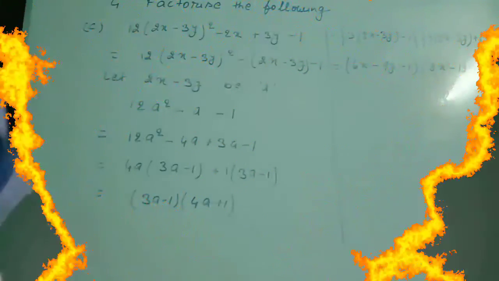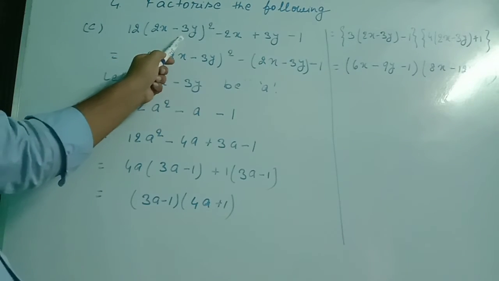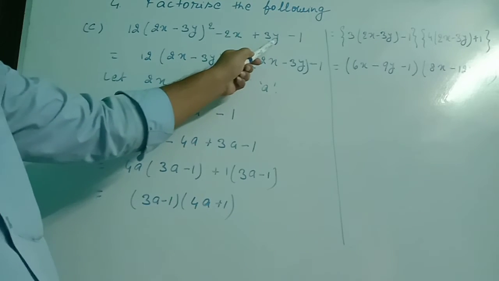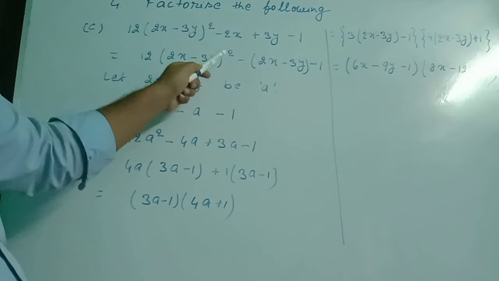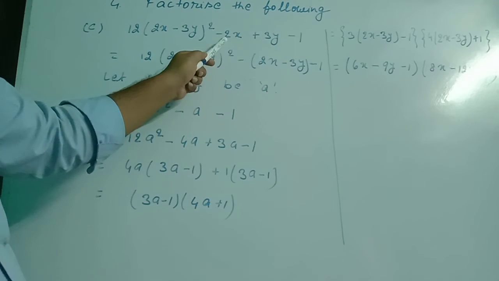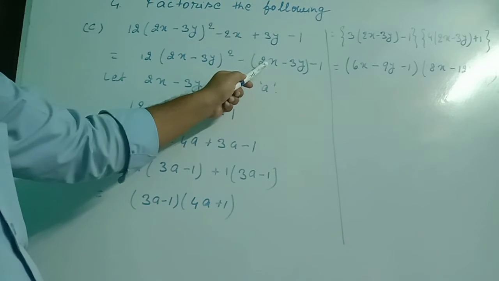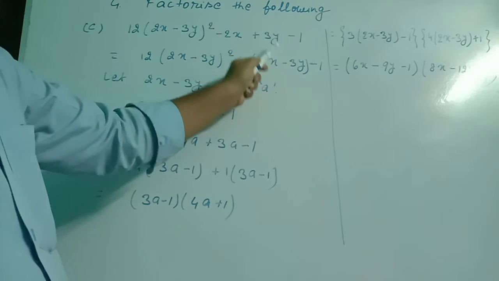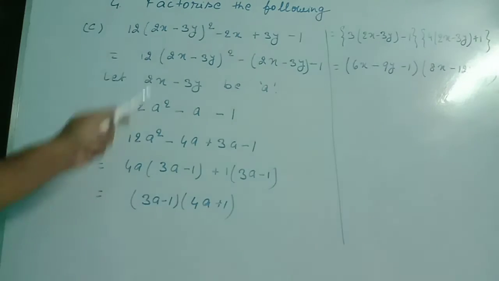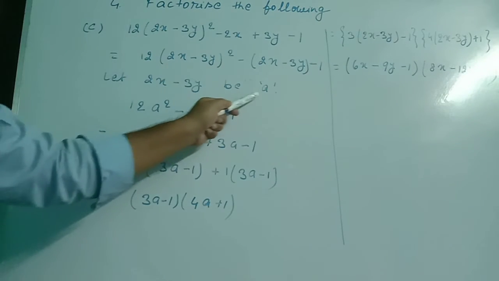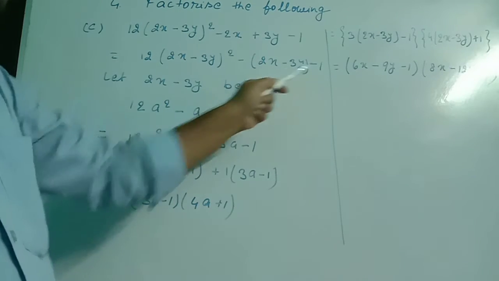In question number 4c, the equation is 12 into 2x minus 3y whole square minus 2x plus 3y minus 1. I wrote this equation in this way: 12 into 2x minus 3y whole square, and from these two terms I have taken minus common, so here 2x will come, and here minus 3y will come, because minus minus plus, and this minus 1 came here. Now let us consider 2x minus 3y to be a. So the equation became 12a square minus a minus 1.